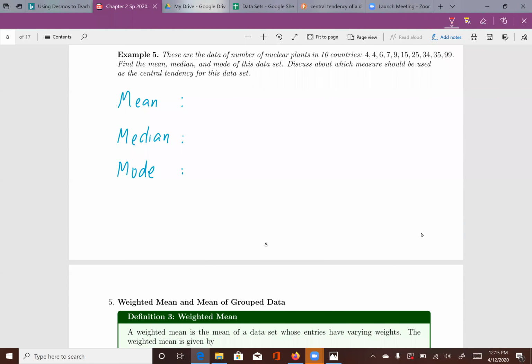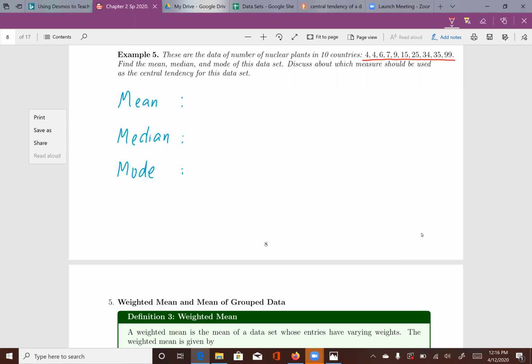This is the data set. It's the data of the number of nuclear plants in 10 countries. So I have a list of 10 values that represent the number of nuclear plants in 10 countries. This data set has already been ordered, which makes it a little easier to find the median. And the mean is just adding all these entries together divided by 10.